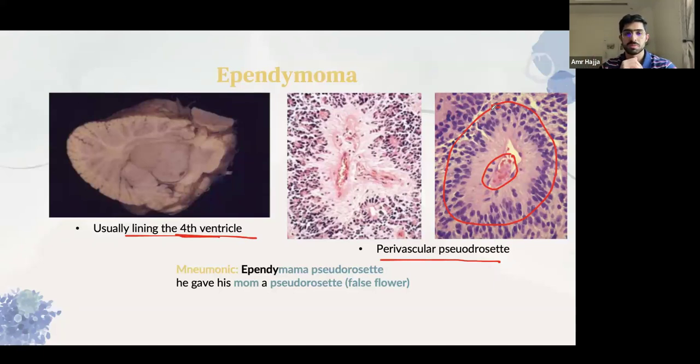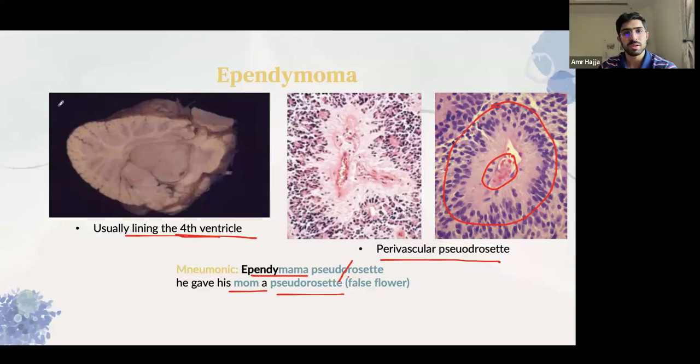Here is a mnemonic from Dirty Medicine: ependymoma, pseudorosette. For ependymoma, just replace the O with an A, so ependymama, and pseudorosette. Pseudo is false, rosette is a flower. So ependymama gave a pseudorosette, a false flower. I don't know why, but this is just the mnemonic. I think it's easier to memorize that it's a perivascular pseudorosette than to memorize the mnemonic.